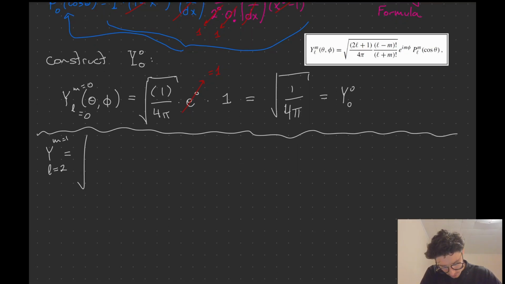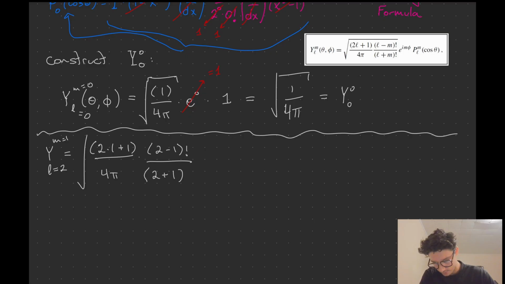Let's start working here. So we have 2 times L, which is 1, plus 1. Nice. Now here we have a 4 pi. And then here we have a L minus M. L is 2, M is 1, and this is factorial. And then here we have L plus M. L is 2 plus 1, which is M, factorial, and that is our square root. We can cut that off right here.